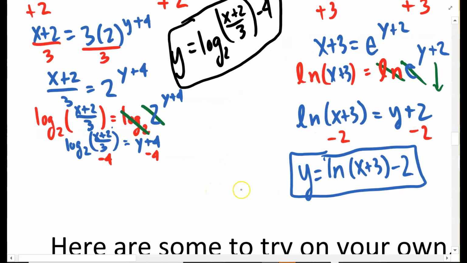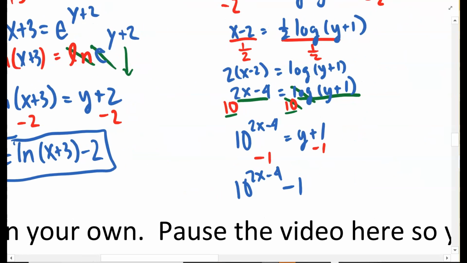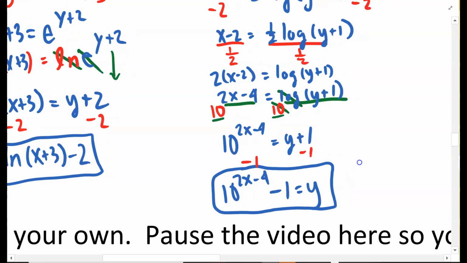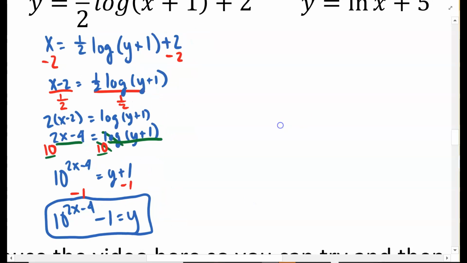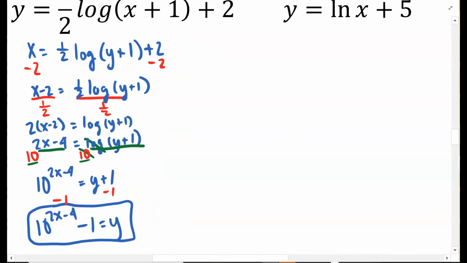Alright, so our next step is to subtract 1 on both sides, and that gives us 10 to the power of 2x minus 4, minus 1, not part of the exponent. Again, I apologize for that, guys. Equals y. And there's our answer. Alright, and there is no reason why I put the y on the right this time instead of on the left like the other ones. But so either way, it's fine.